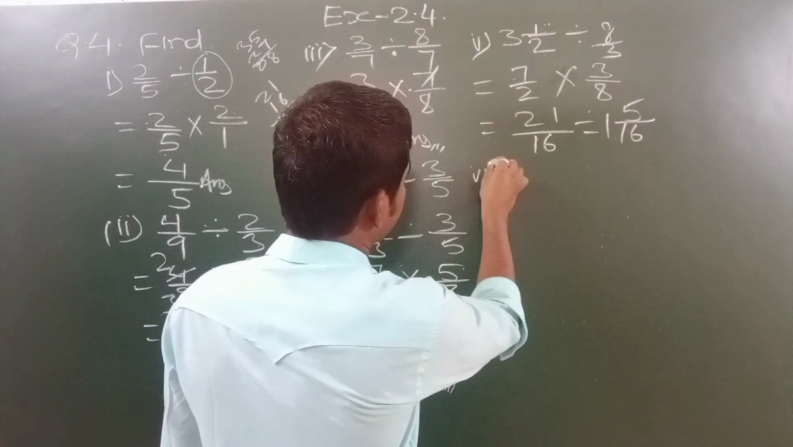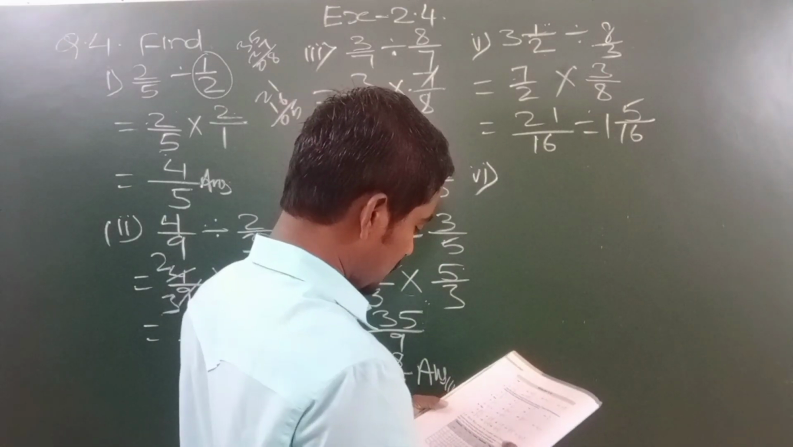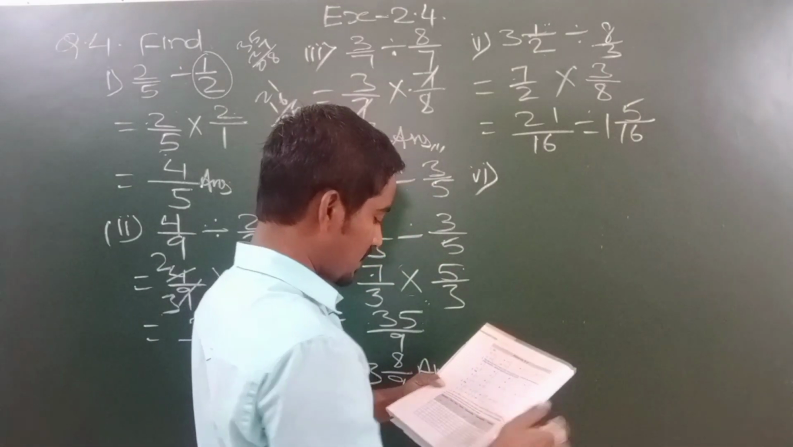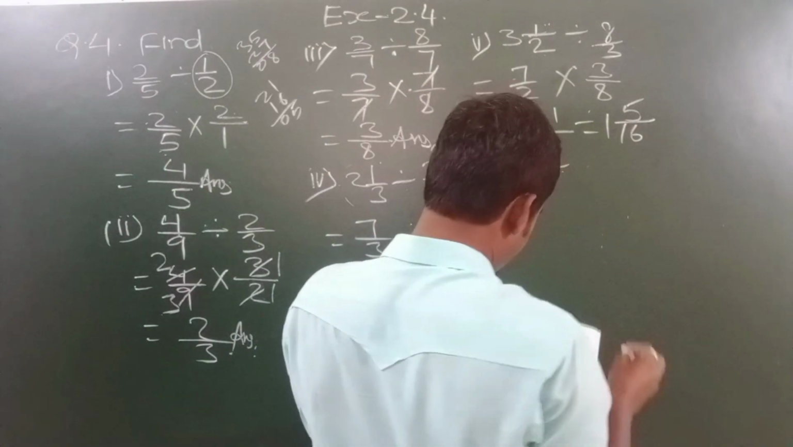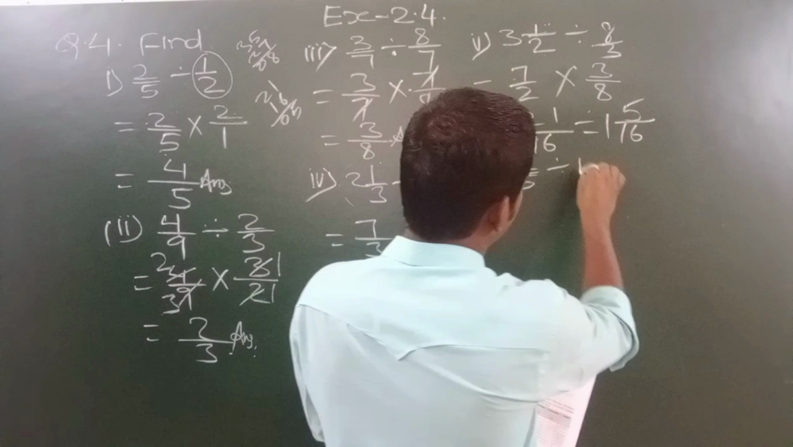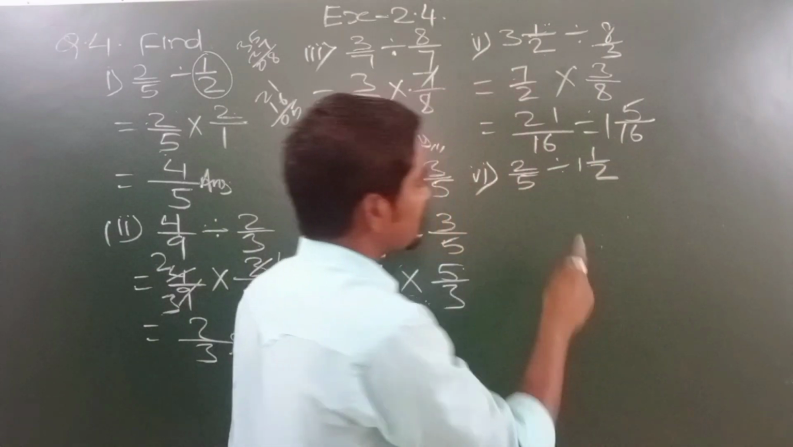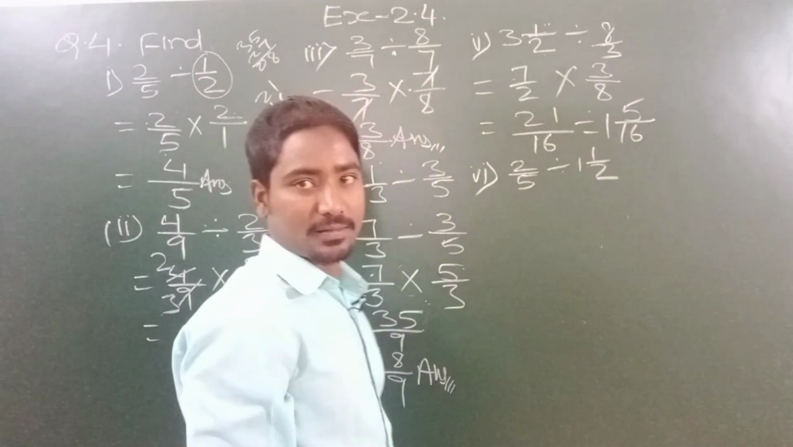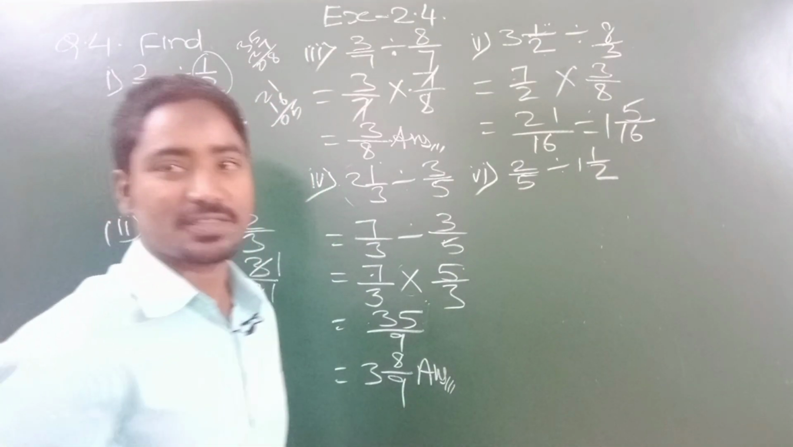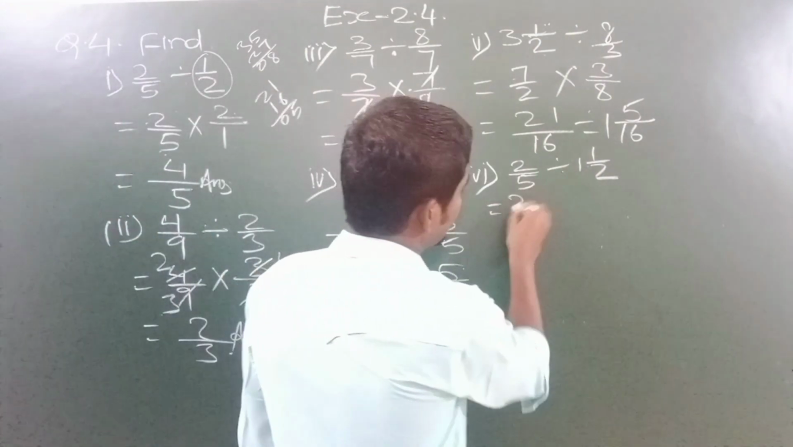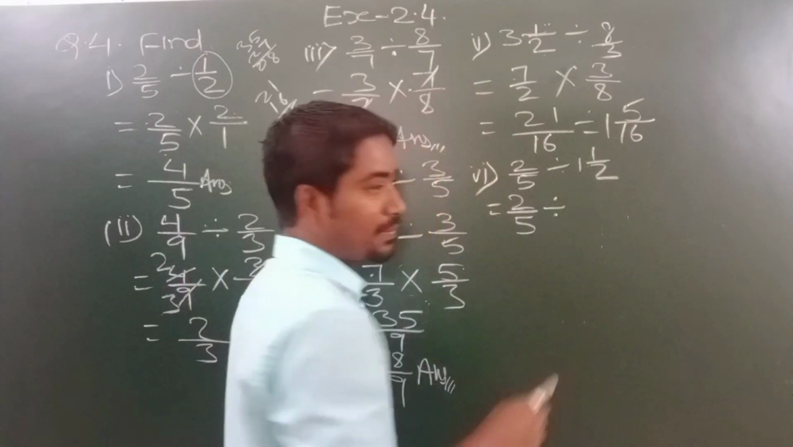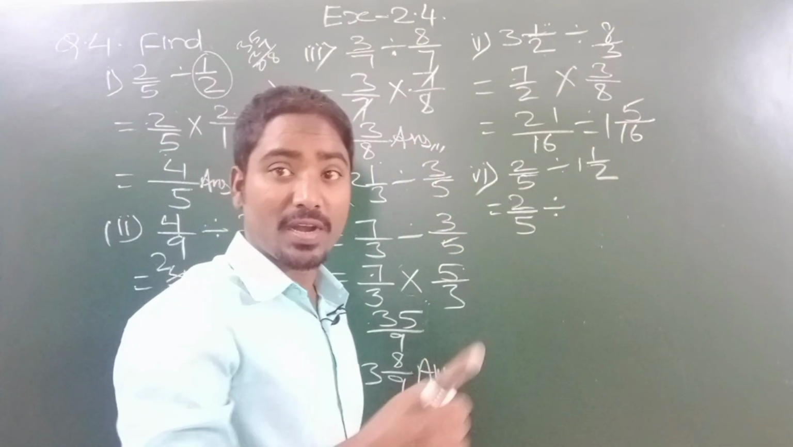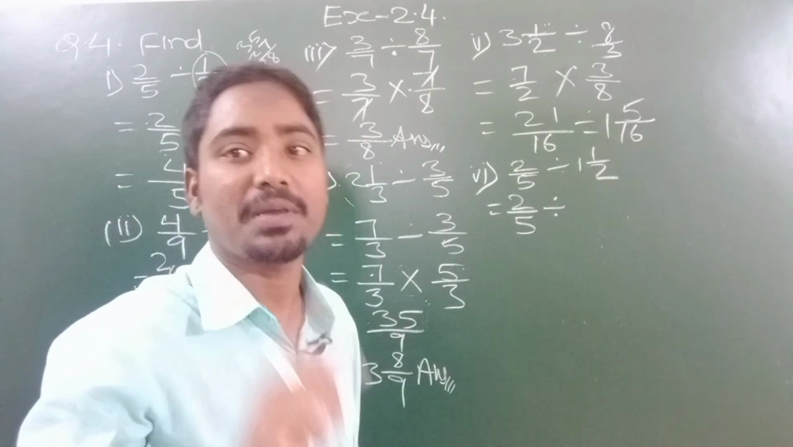Now moving to the next segment, students. Segment number 6 is given as 2 upon 5 divided by 1 and 1 upon 2. Now the mixed fraction is given on that side. Here I can't jump my step. First we will convert this. No replacement will be in the first step. First we will convert this mixed fraction into a simple fraction.